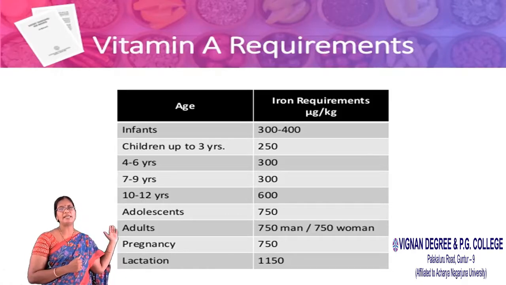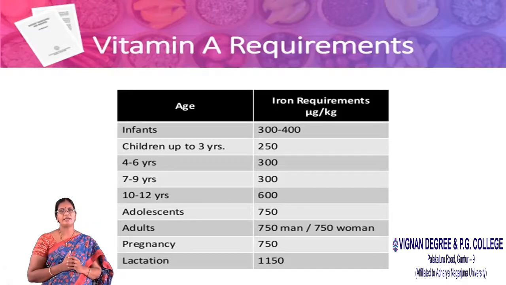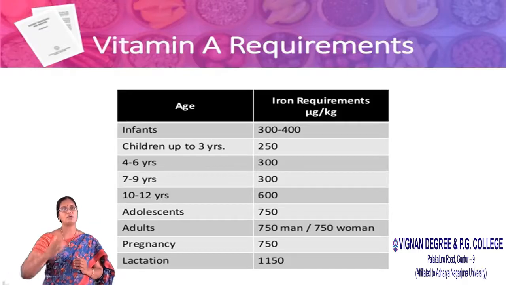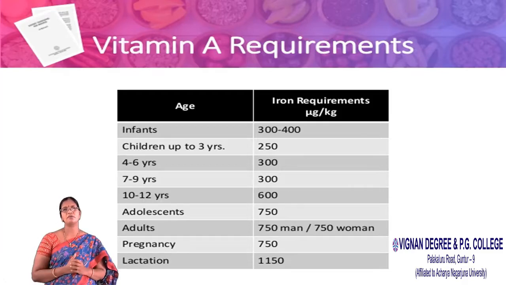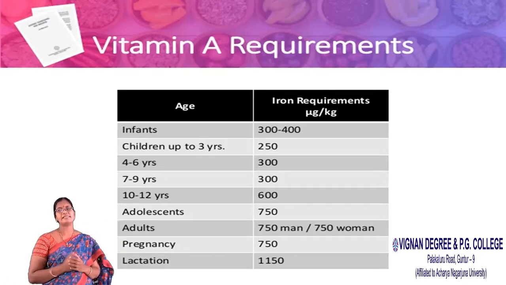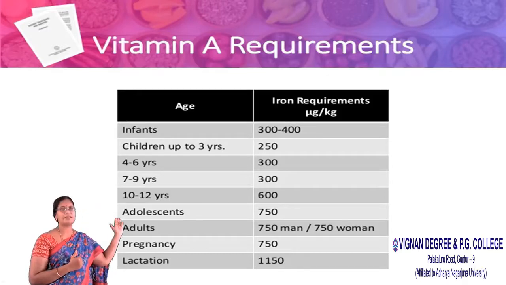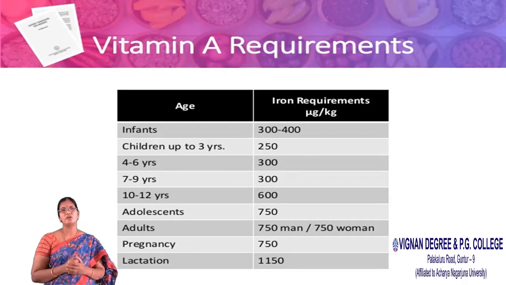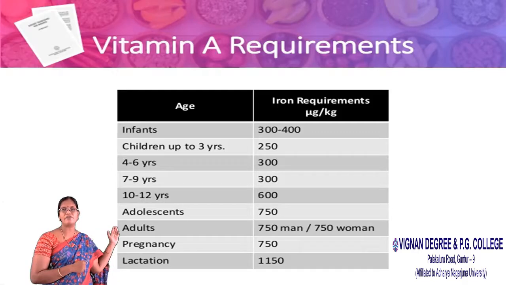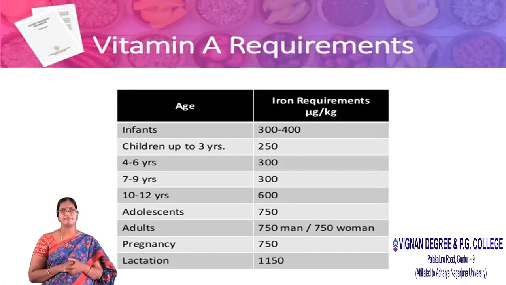And children up to 3 years require 250 micrograms of vitamin A per kg body weight. And children in the range of 4 to 9 years require 300 micrograms per kg body weight. And the adolescents require 700 micrograms per kg body weight. And the pregnant ladies require 750 micrograms of vitamin A, and the lactating mother requires the highest amount of vitamin A, that is 1150 micrograms per kg body weight. So this is about vitamin A requirement.